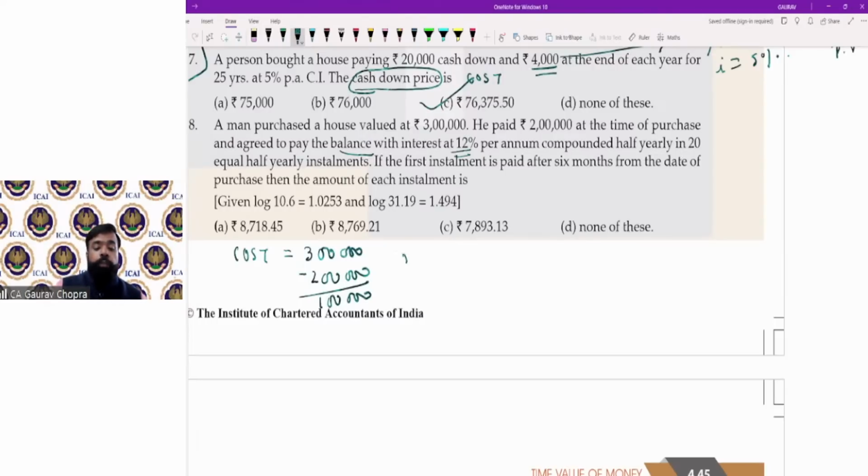Now, how many installments are given? 20 half yearly installments. So the time period is already converted into half years. Now we have to convert the rate into half year. 12% is per annum. So 12 divided by 2, it will become 6%. So the rate will be 6%. Now use 6% and calculate EMI. So the EMI formula we have done, the trick we have done. So you have to use this trick and solve. Come on, I'm waiting. You have to solve and answer the question.